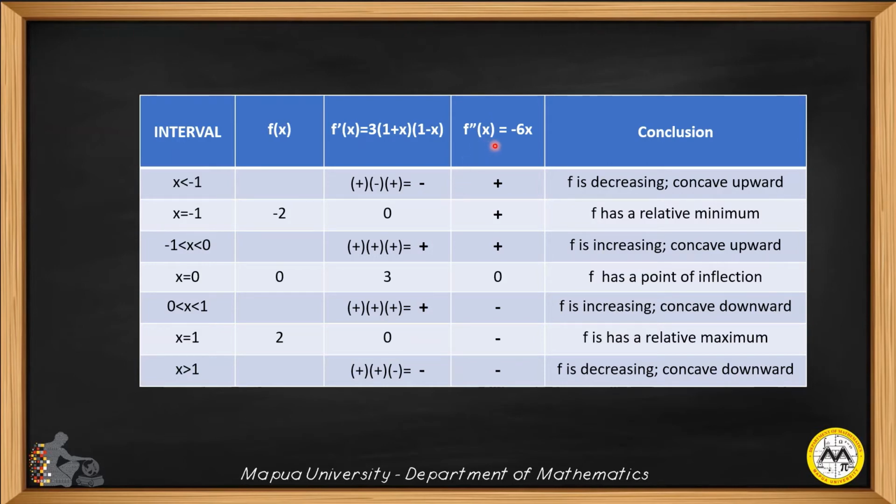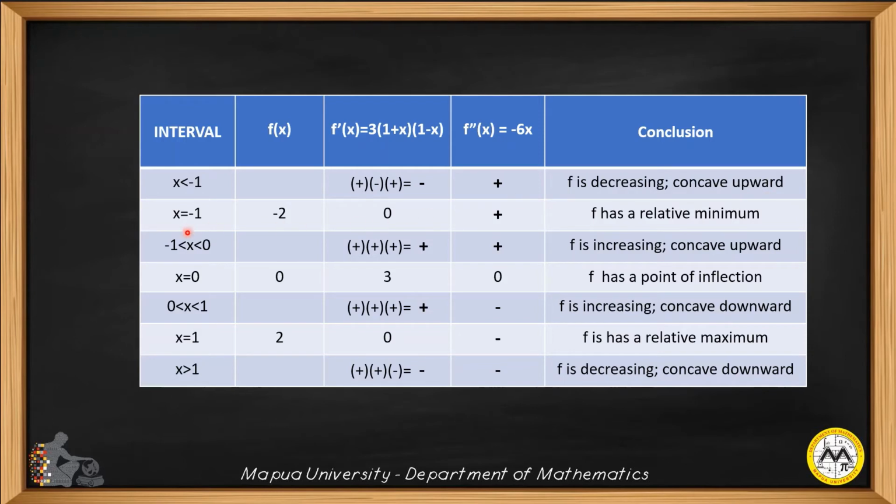But f double prime of x, which is defined as -6x, would always be positive. So what can we get out of this result? With f prime of x negative in this particular interval, this will imply that the function is decreasing in this particular interval. Or if we are going to trace the curve, then we will be going downhill. Now with f double prime positive, this will tell us that the curve is concave up. So we have for the conclusion, f is decreasing, but the curve is concave upward.